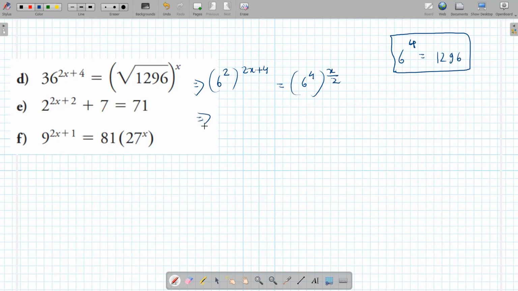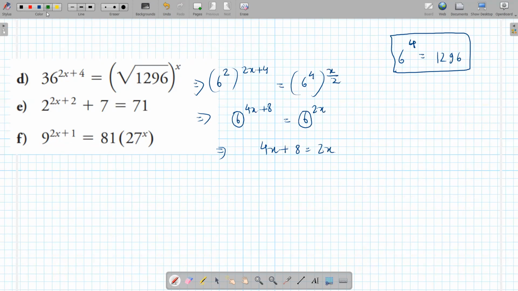Now let's open up the brackets. You get 6 to the 4x plus 8. On the other side, you get 6 to the 2x. Do the 6's cancel out? Yes, they do, because base equals base, right? That means the exponent equals the exponent, like that. You can get rid of the bases.